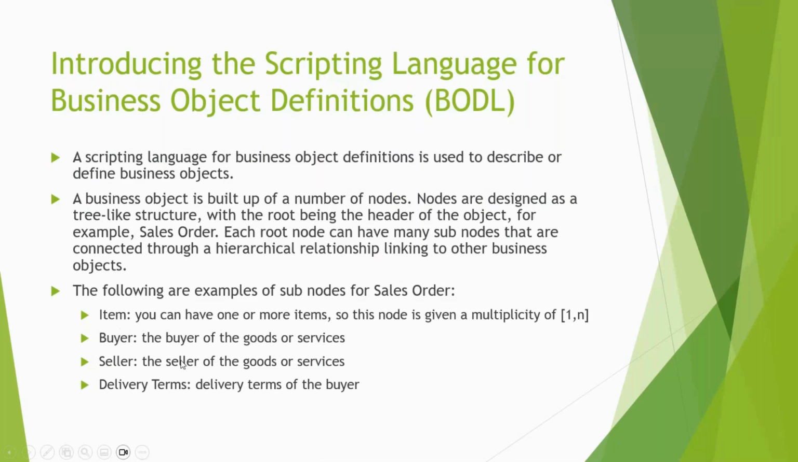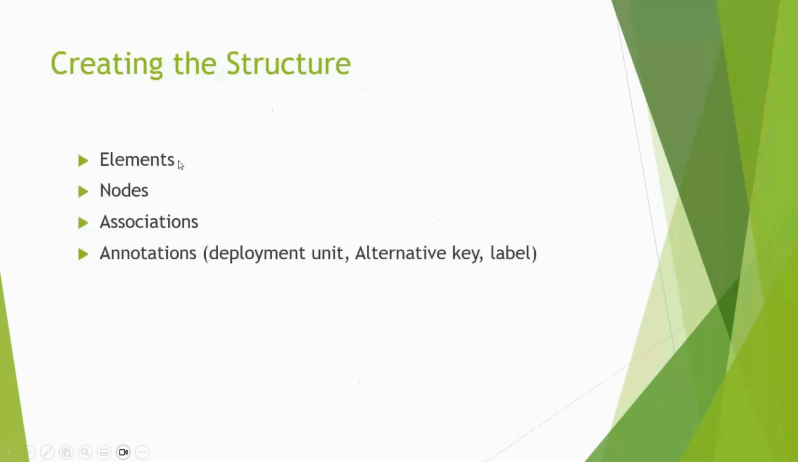So these are the main things available in the BODL to define elements under the BO, which is nothing but stating the fields in the root node. If you want repetitive things, then we have to go with the child nodes, and then association. Let's say we have two BOs here.